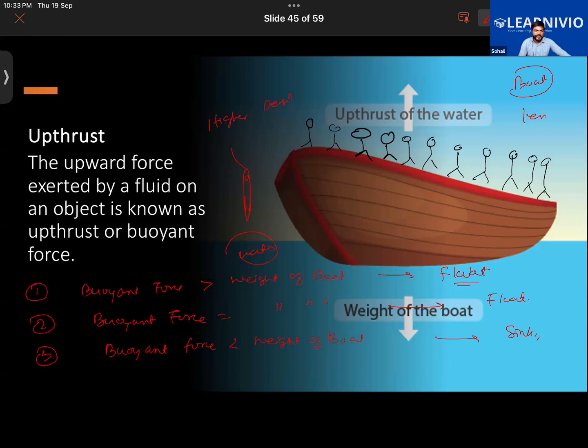Which of the following organisms can live without oxygen? We have aerobic bacteria, anaerobic bacteria, fungi, and protozoa. Which microorganism can live without oxygen? Anaerobic bacteria. Yes, Aisha, your answer is correct. That is anaerobic bacteria. They actually do respiration without oxygen also.